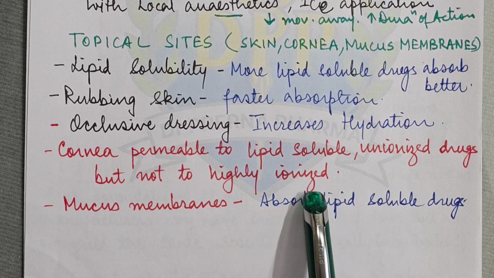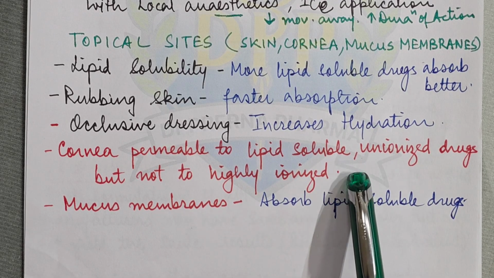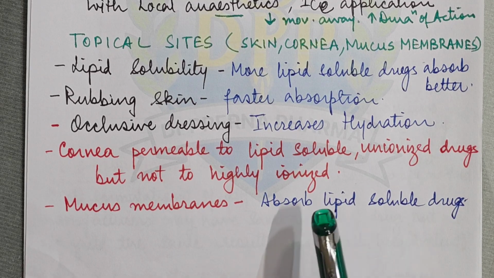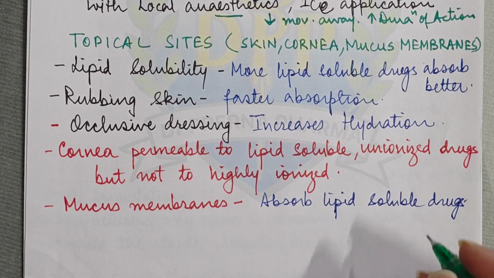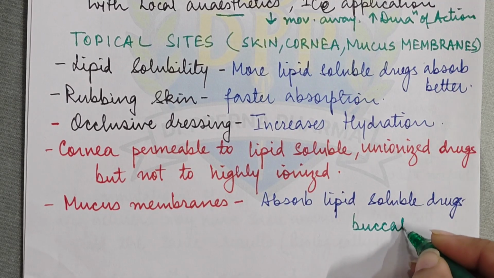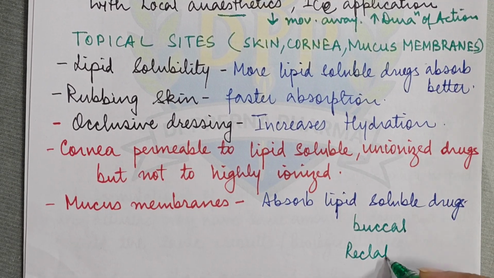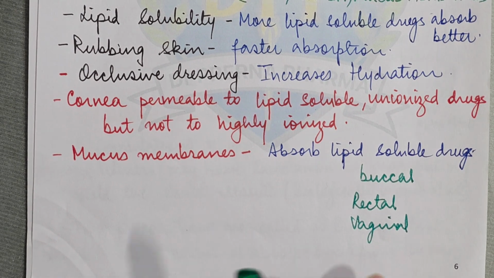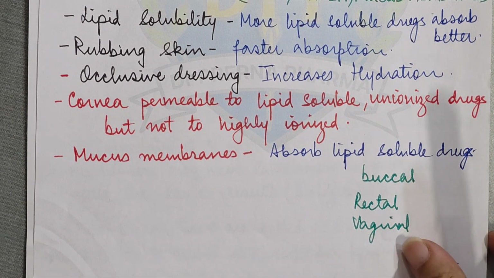So those drugs like neostigmine is ionized, it is not effective in cornea, while physostigmine is found to be effective. And mucous membranes, they absorb lipid soluble drugs faster than skin. So that is why the routes that we have are buccal or rectal or vaginal routes. These are faster acting as compared to the normal skin, and they are found to have much faster action, right?